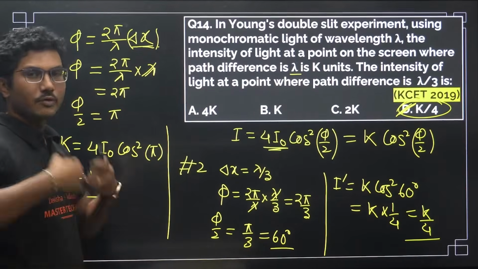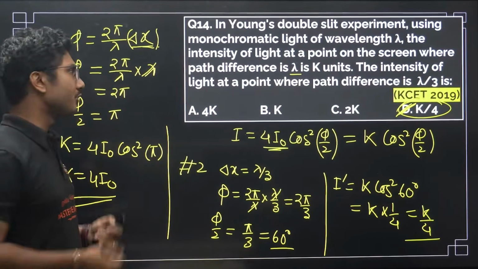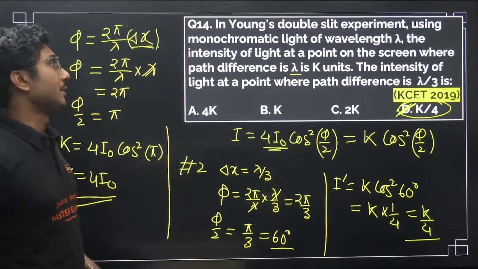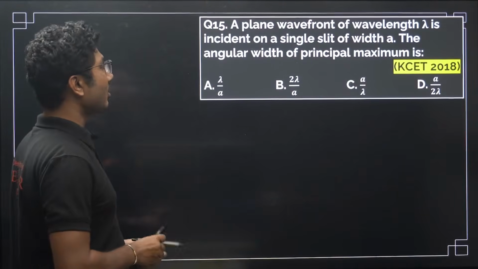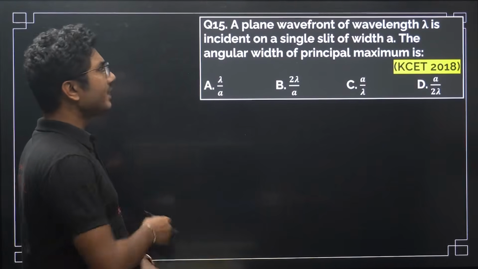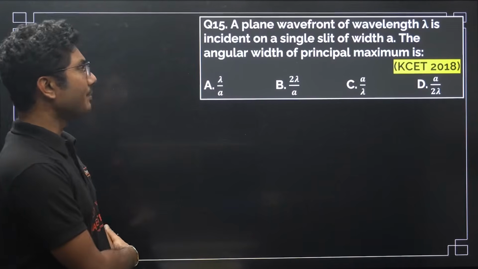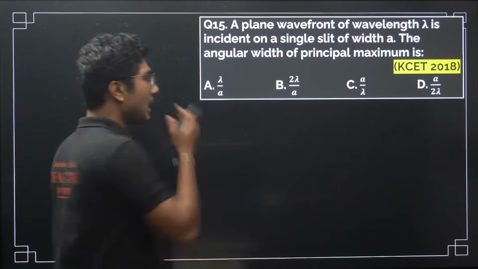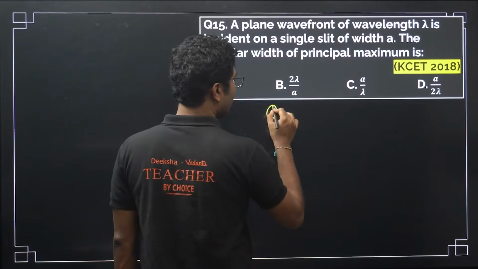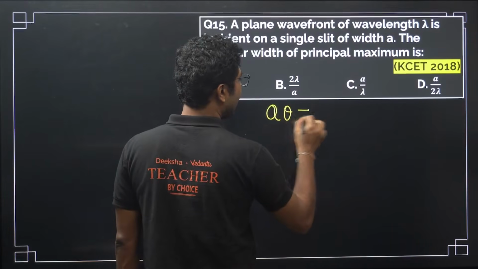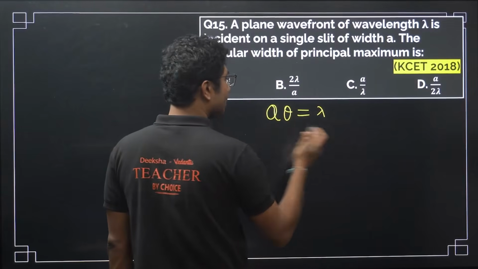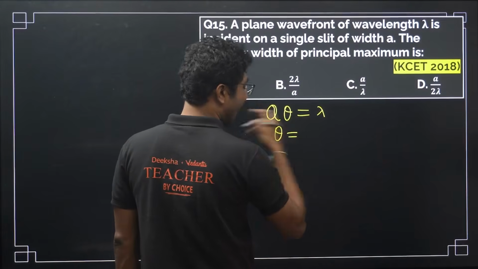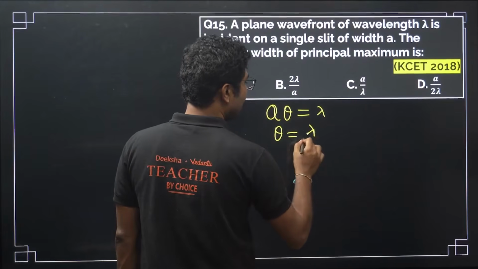Follow methods, follow step-by-step process, and you will solve all the questions very quickly. A plane wavefront of wavelength lambda is incident on a single slit of width A. The angular width of the principal maximum is. So I already shared the formula for small angle, A into theta equals n lambda. For central maximum it equals lambda. So half of the angular width is lambda by A.